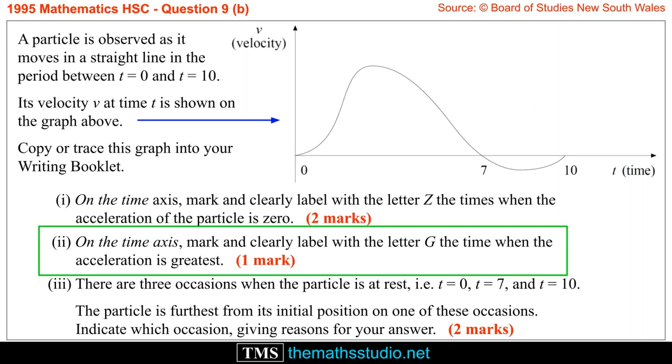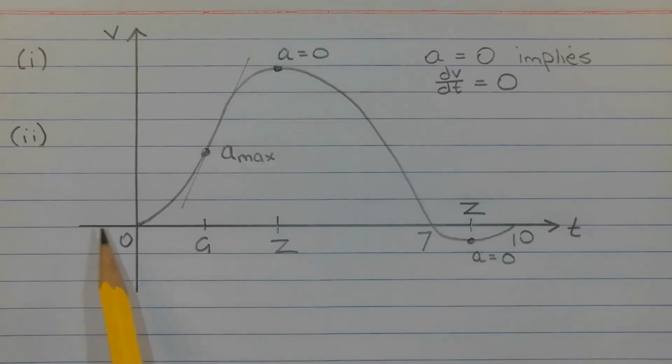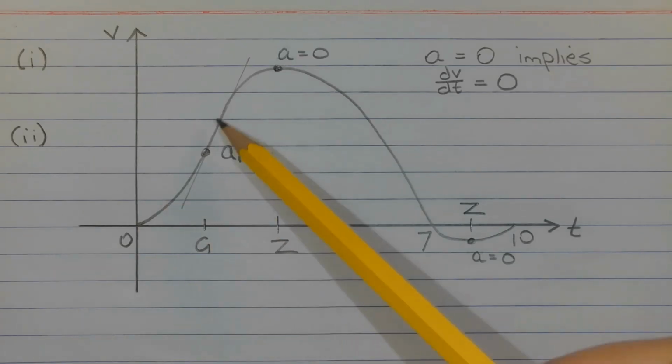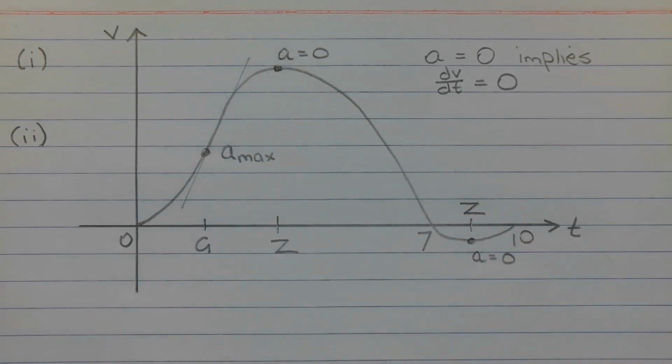Part 2. On the time axis, mark and clearly label with the letter G the time when the acceleration is greatest. The point on the velocity versus time curve where acceleration is at a maximum, that is, the rate of change of velocity with respect to time is at a maximum, is the point where the gradient of the tangent to the curve is at a maximum. And that occurs roughly at this point here, and I've labelled it on the curve with A max. Now the point in time where that occurs has been labelled on the time axis with the letter G directly underneath A max.